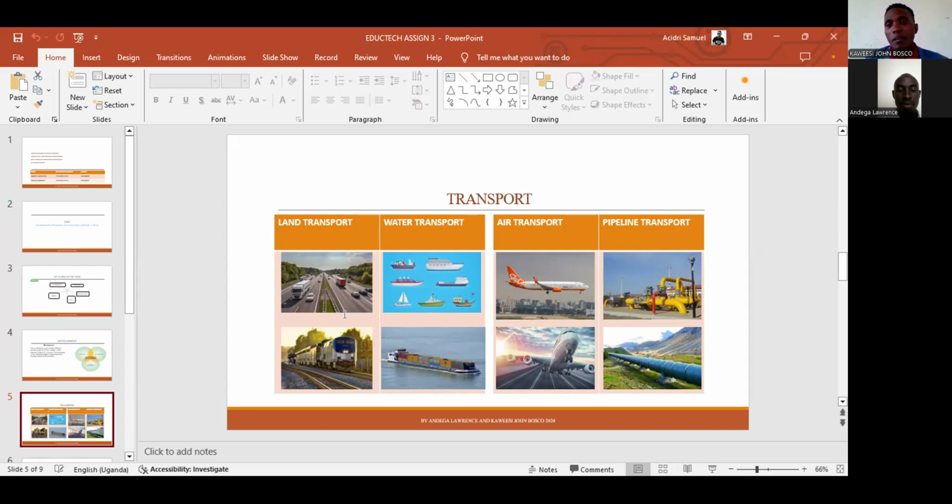Okay, so another type that you can talk about is air transport. So what comes into your mind when you hear that word, air transport? Which type of transport are we talking about?